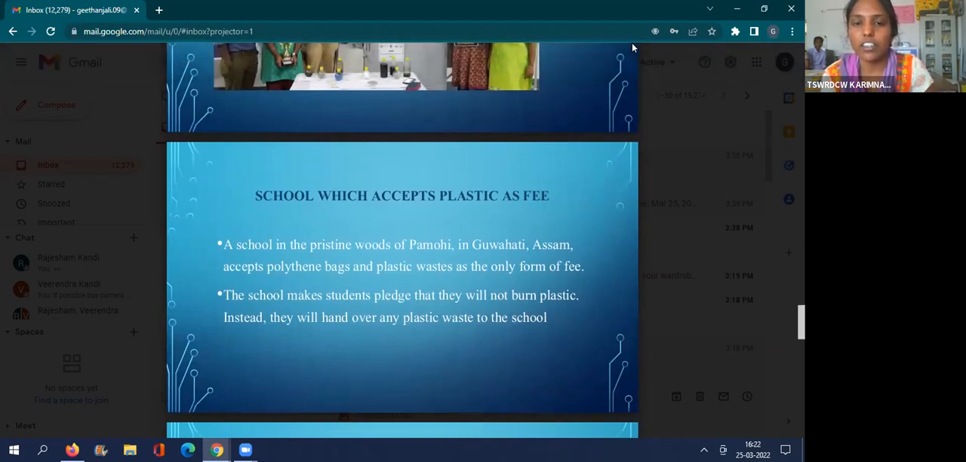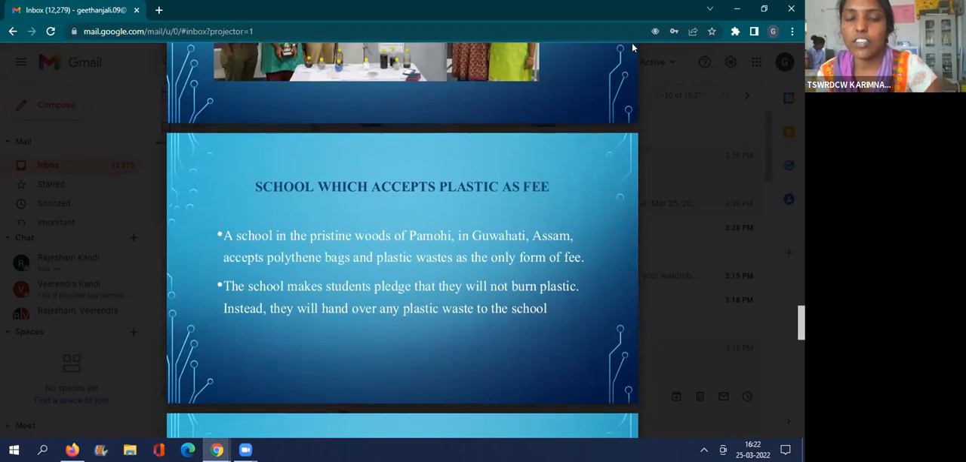According to me, we can't eliminate plastic totally from our lives, but we can reduce the usage of plastic, we can recycle it, and we can search for alternatives to plastic. We can go eco-friendly.